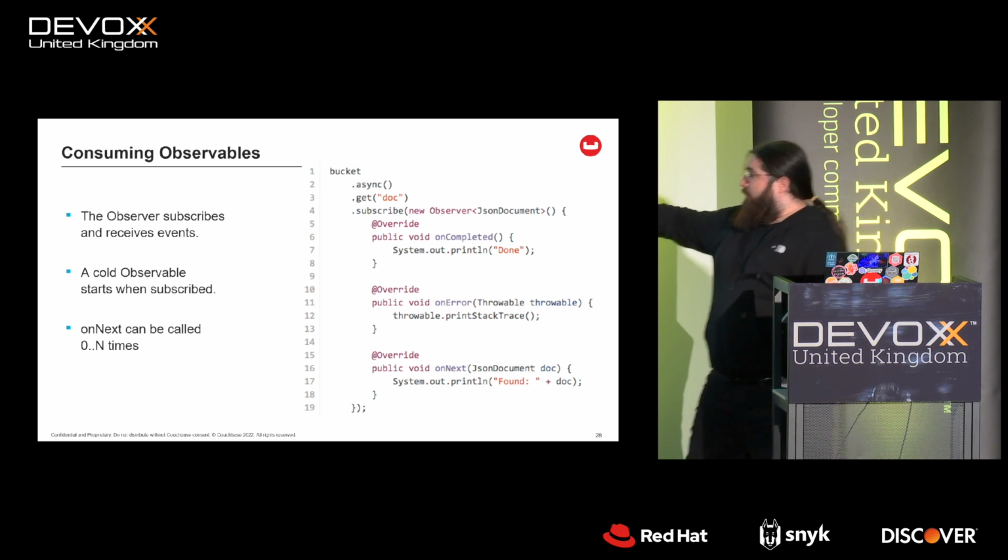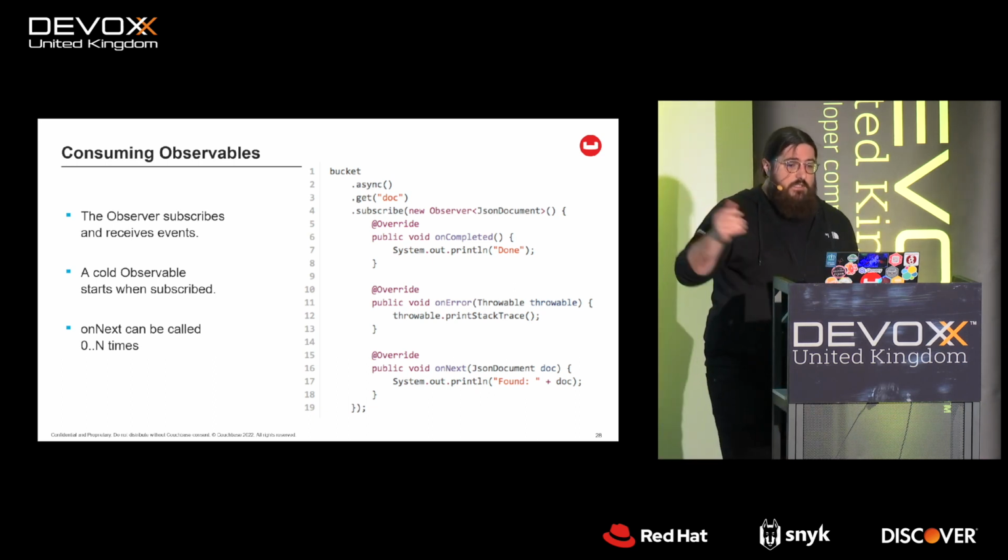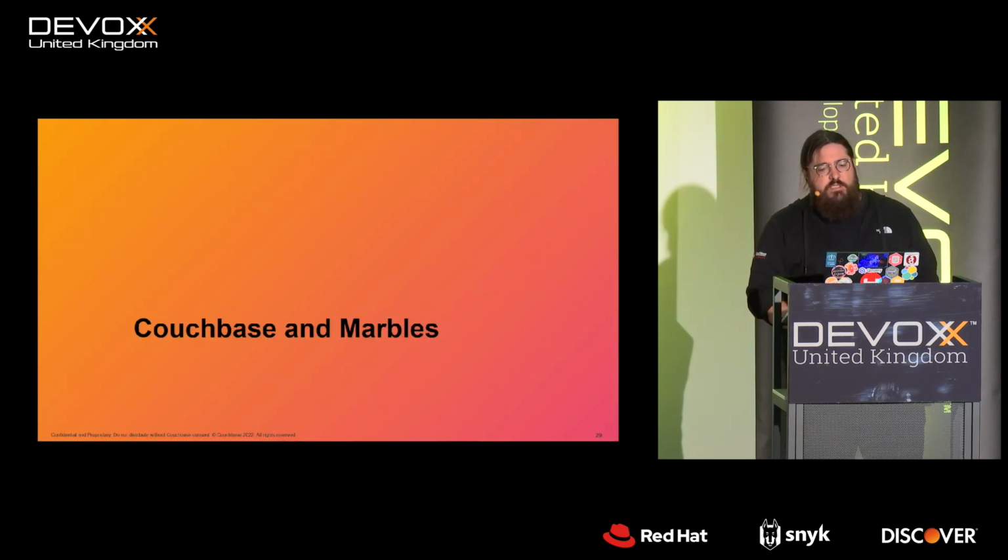If you get the result, you print something. If there's an error, you print something as well. And if it's completed, then you say, hey, it's completed. Pretty easy. Now, let's talk about Couchbase and let's talk about marbles.